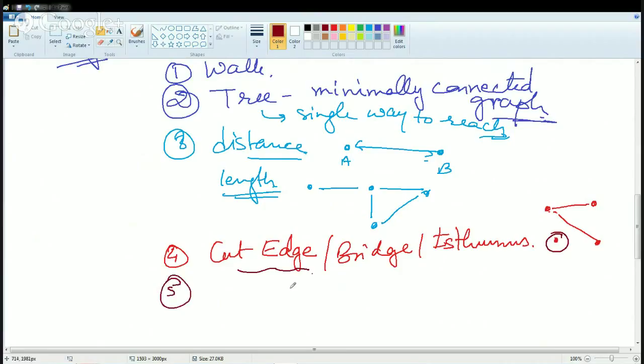The next is the cut vertex. So if you have 3 points here, and I remove this vertex, what would happen is there would be a kind of disconnection in the subgraph. Now these were the general connections in the graph.